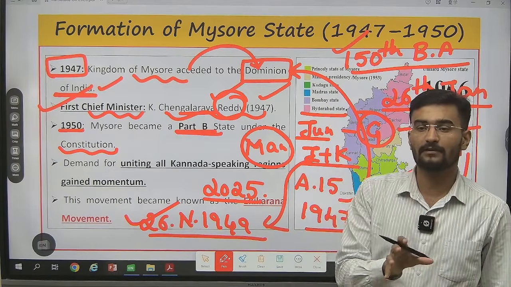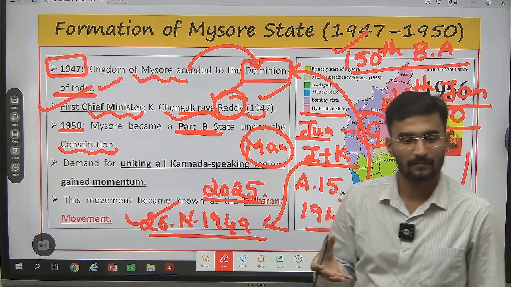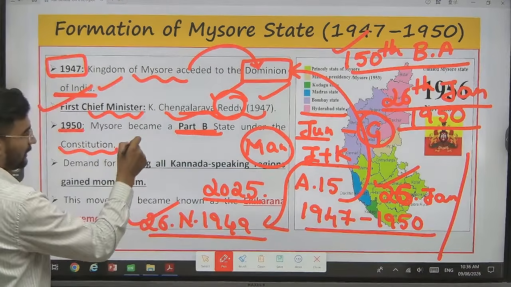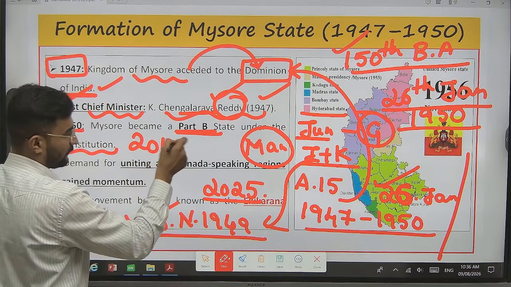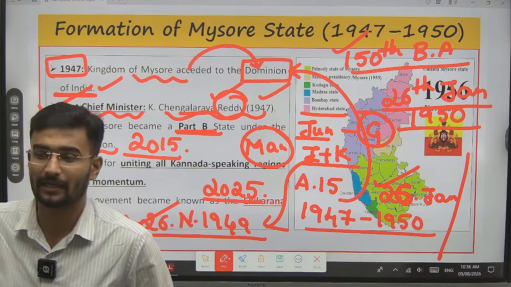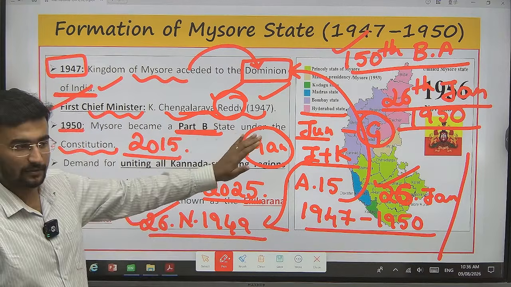Now this Samvidhan Divas, we are celebrating it from which year? 2015. Now since 2015, we are celebrating Samvidhan Divas. This you should be aware.